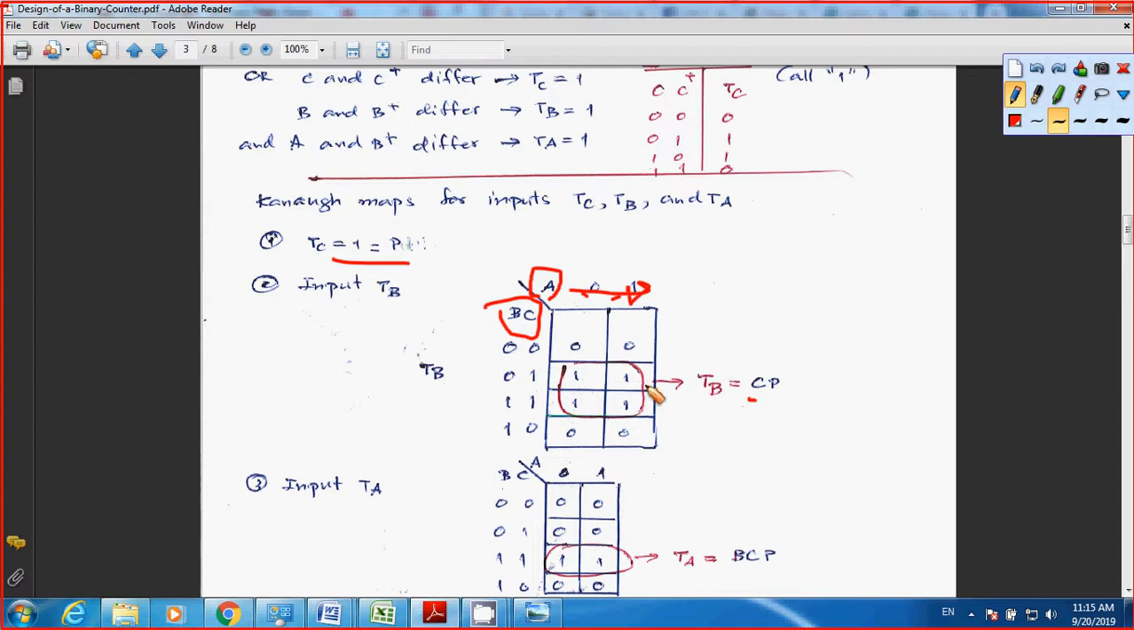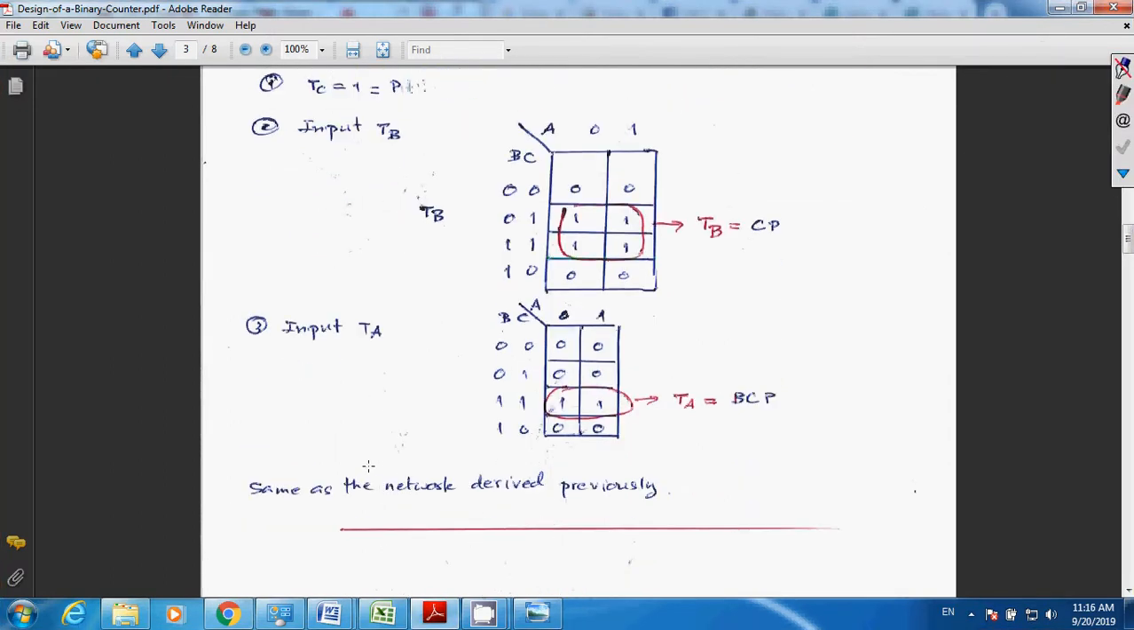Okay, you get C because you take a look from the left to the right of the rectangle, the red color here. A changed the state from 0 to 1, so we ignore A. And from the top to the bottom here, B also changed from 0 to 1, so we ignore B. So what is left over is C. That's why we have C here. Okay. Do the same for TA. So your TA is what?